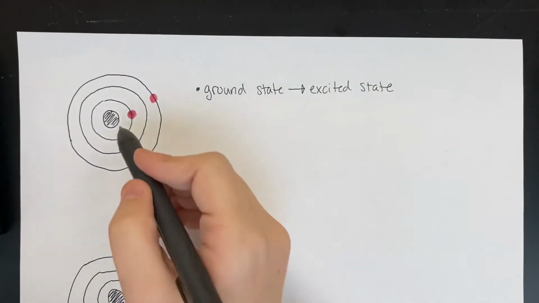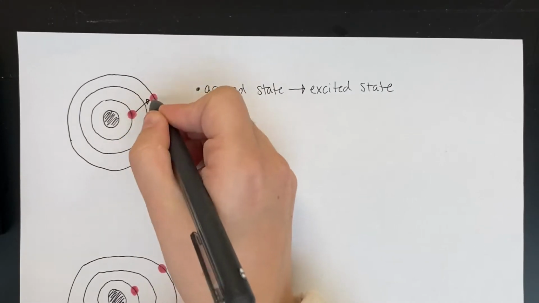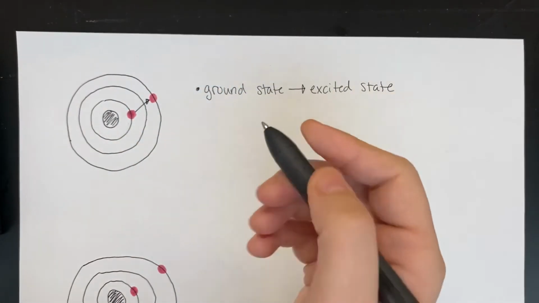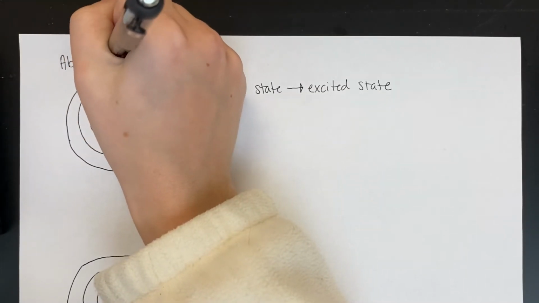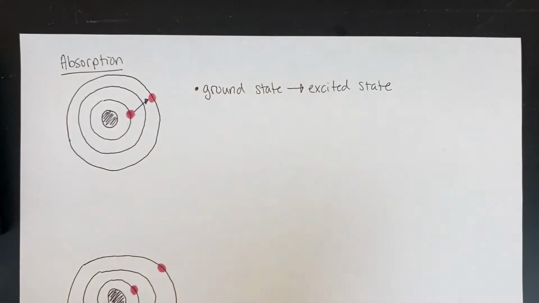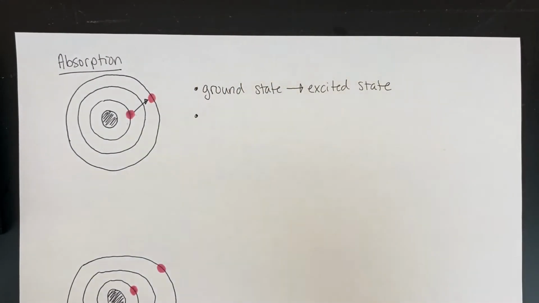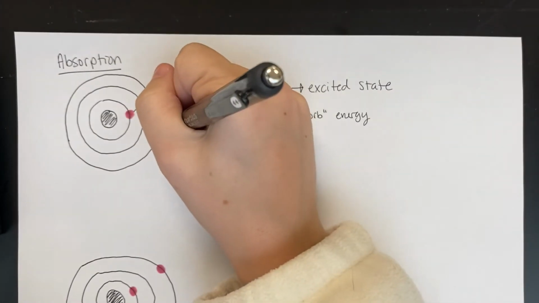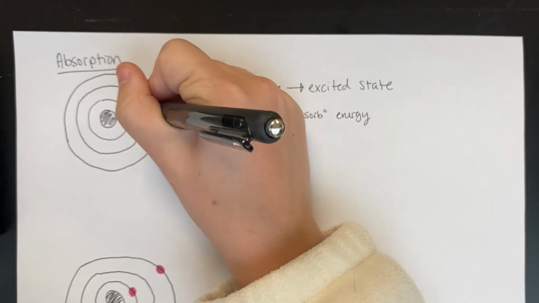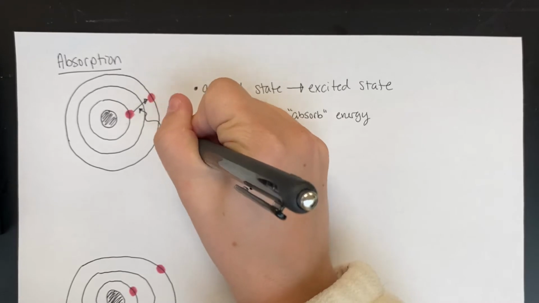So when we have an electron that starts in the ground state and jumps to the excited state, that's going to have a name. It's going to be called absorption. And the reason it's called that is because the electron has to absorb energy in order to do that. So in order for it to absorb energy, some kind of energy has to be added to the atom, and that's usually in the form of heat.